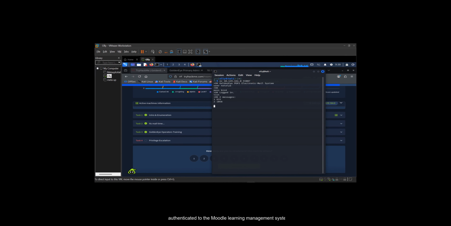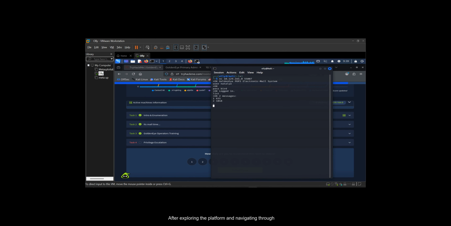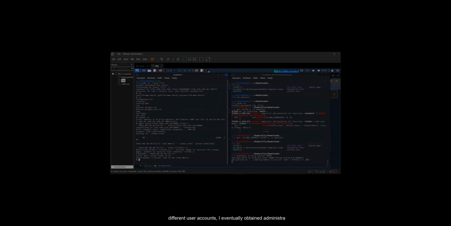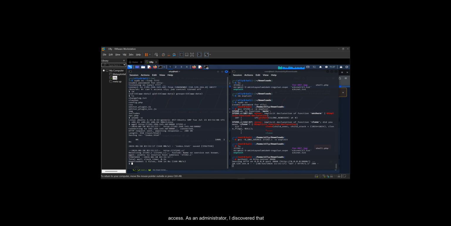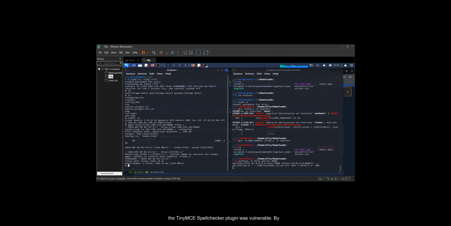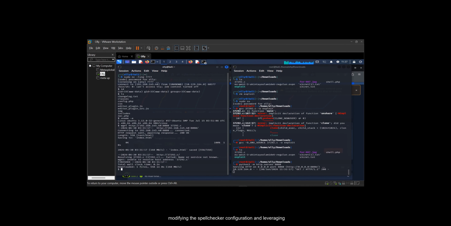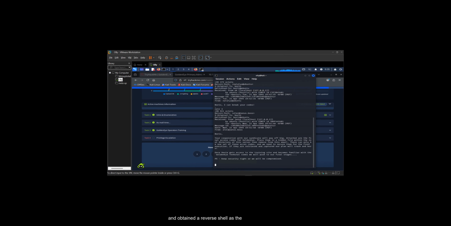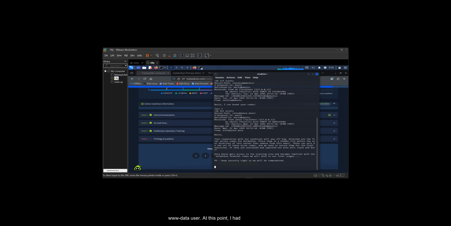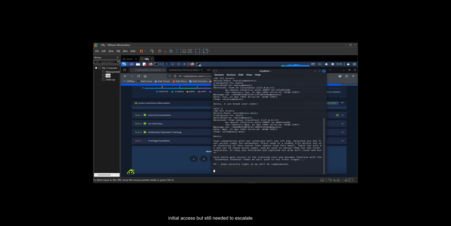environment. With valid credentials available, I authenticated to the Moodle Learning Management System. After exploring the platform and navigating through different user accounts, I eventually obtained administrative access. As an administrator, I discovered that the TinyMCE spellchecker plugin was vulnerable. By modifying the spellchecker configuration and leveraging the vulnerable functionality, I achieved remote code execution and obtained a reverse shell as the www-data user.